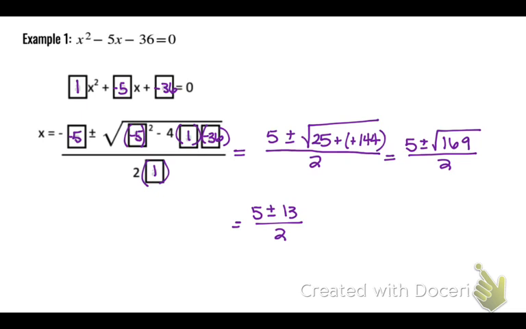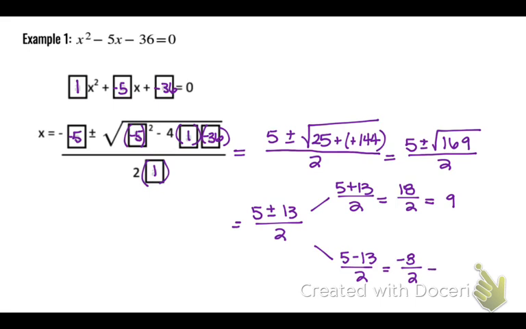That plus or minus means that we're doing two different things. We actually have two different solutions that we're working with in the quadratic formula. We would have 5 plus 13 divided by 2 and 5 minus 13 divided by 2. So 5 plus 13 is 18. Divide that by 2, so one of my solutions is 9. And then 5 minus 13 is negative 8, and negative 8 divided by 2 is negative 4.